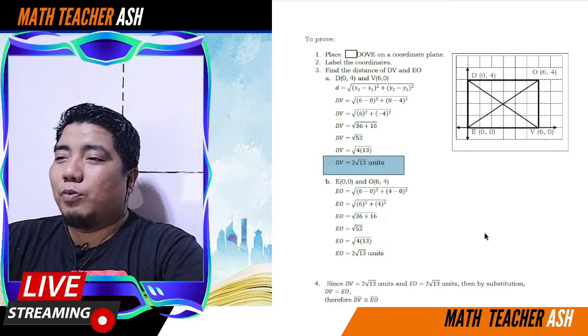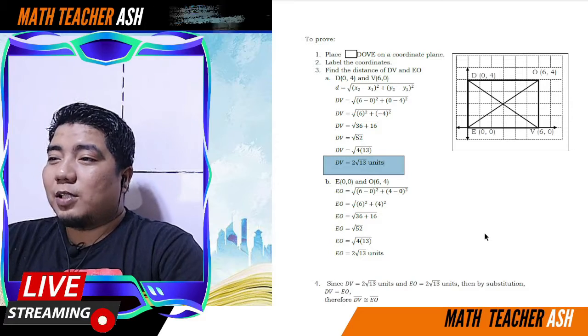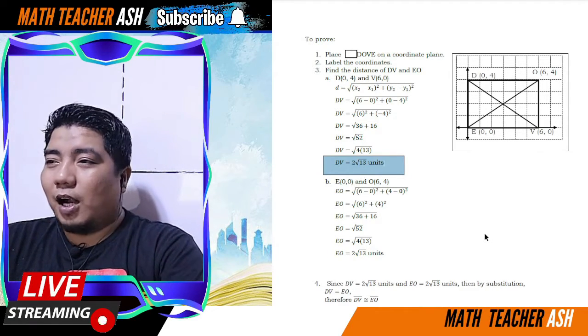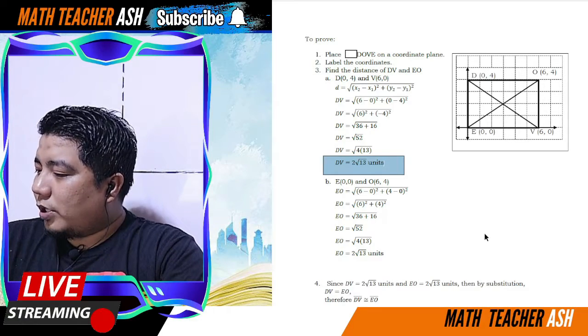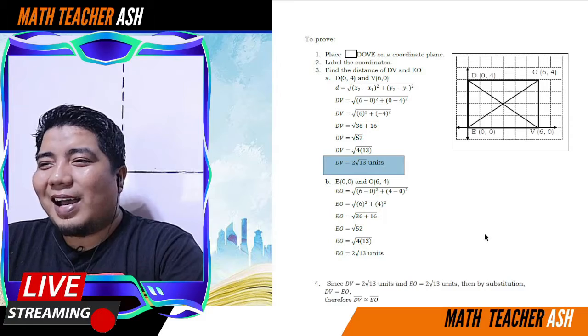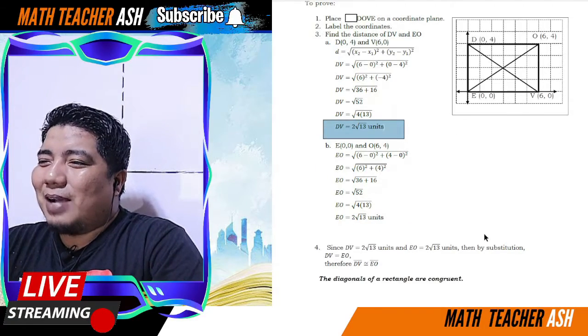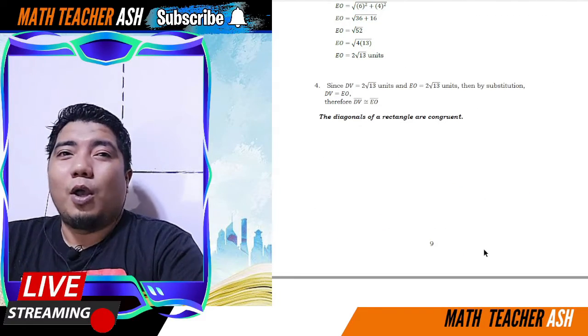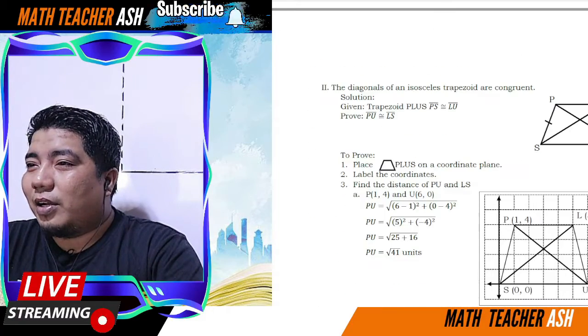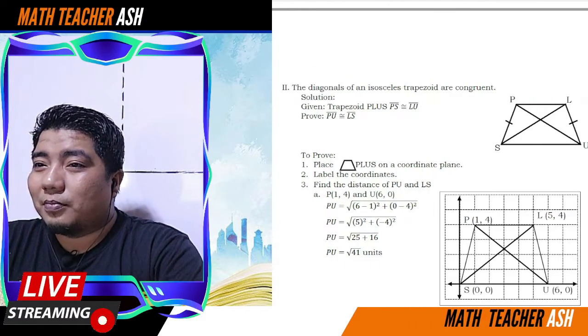We have just proven that in a rectangle, diagonals are really congruent by using the coordinate proof. Alright, so it's very easy, right, my dear math learners? Okay, let's continue, my dear math learners. So we have here another problem.